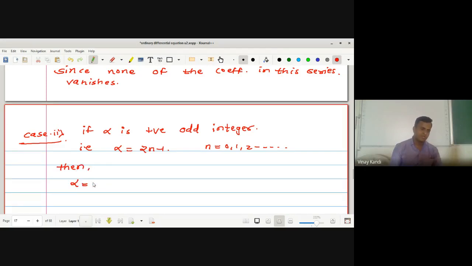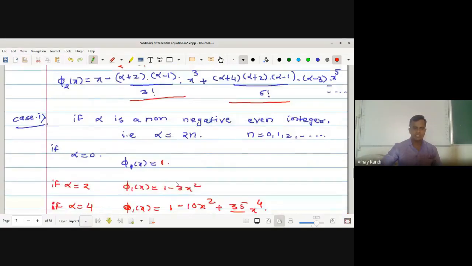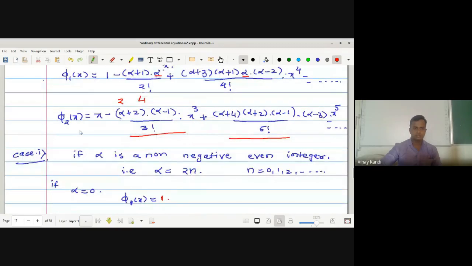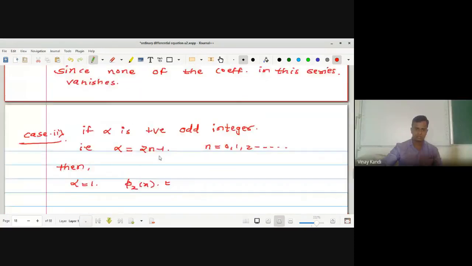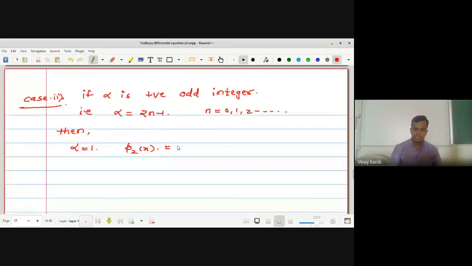Now if alpha is equal to 1, what is phi 2 of x? Tell me, if alpha is equal to 1, what is phi 2 of x? Only x. Okay, and all the other terms vanish.